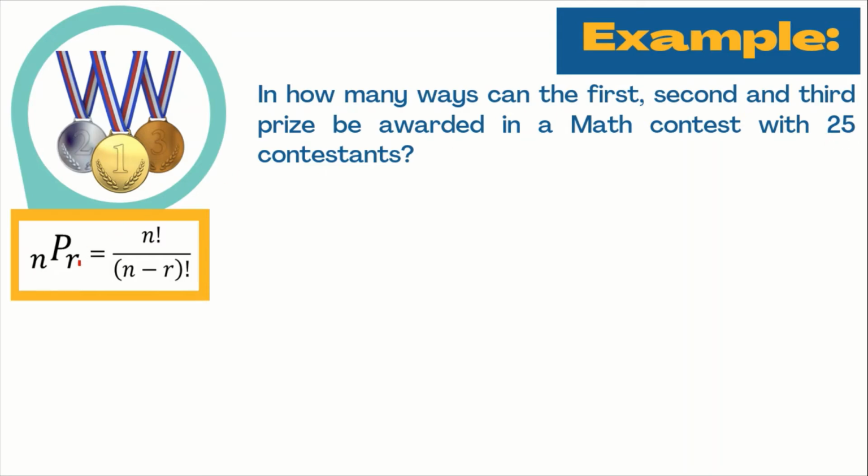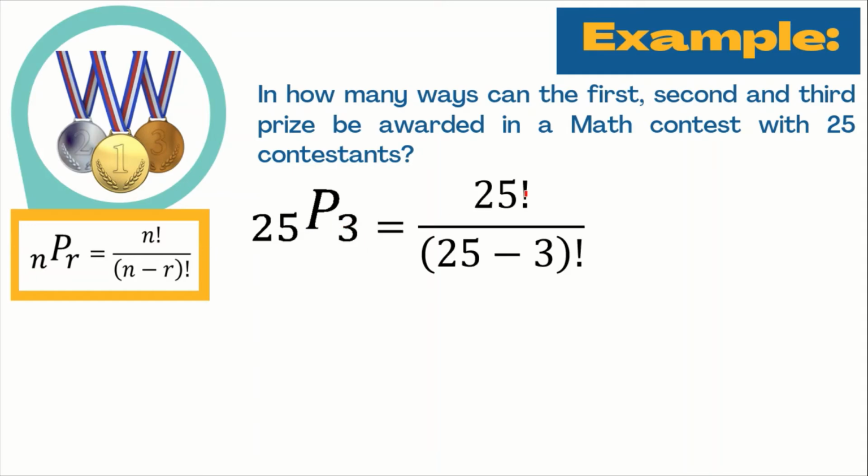At ang r natin, ilan ba yung i-arrange natin at a time? So, in this case, we have first, second, and third prize. Kaya ang r natin ay 3. So, kapag sinulat natin, we have permutation of 25 taken 3. Now, meron na tayong n and r. Substitute natin dun sa formula natin. We have 25 factorial over 25 minus 3 factorial.